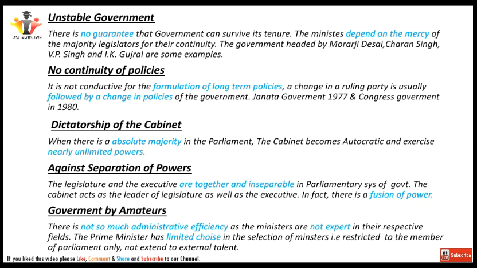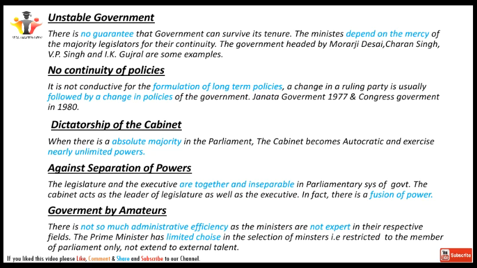Unstable government. There is no guarantee that the government can survive till its tenure. The ministers depend on the mercy of the majority in the legislature for their continuity. The governments headed by Morarji Desai, Charan Singh, V.P. Singh, and I.K. Gujral are some examples of unstable government.